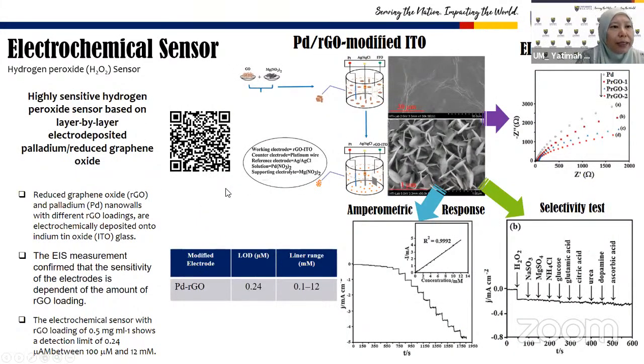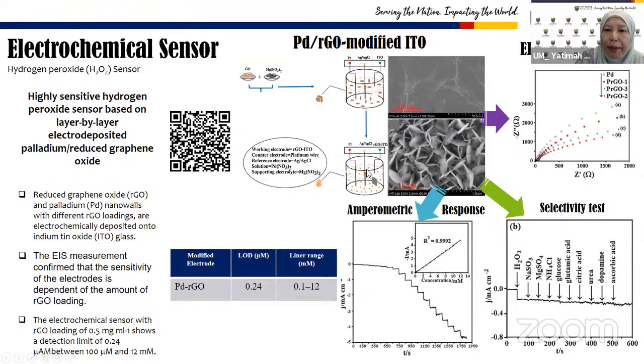The fourth one is to detect hydrogen peroxide. Again, in this case, we are talking about palladium and reduced graphene oxide on a substrate of ITO. It's not glassy carbon. In this case it's ITO.